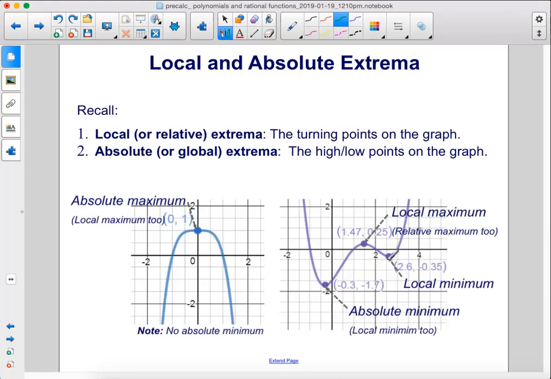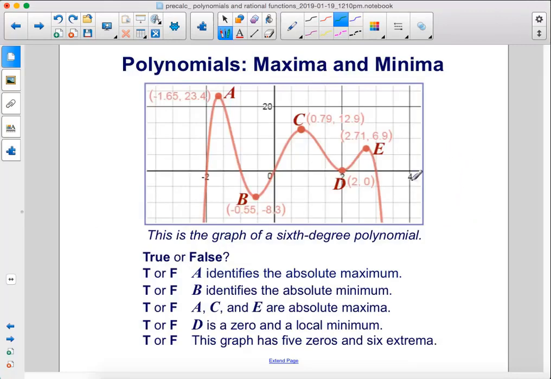Here we have another local minimum, but because it is higher up than this one, it's not an absolute minimum, it's just local. And here we have a local maximum, which is also a relative maximum. This is the graph of a 6-degree polynomial.